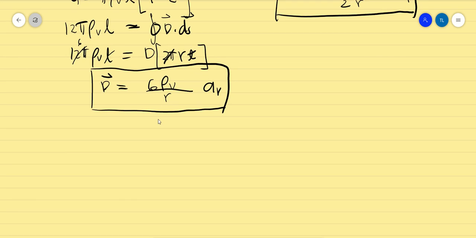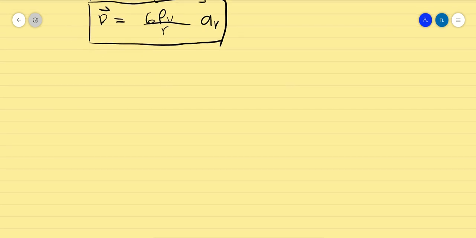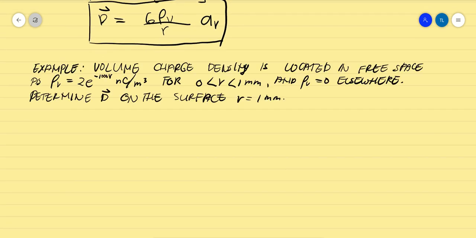Still 30 minutes. A volume charge density is located in free space, where the volume charge density is 2 times e raised to negative 1000 r nanocoulomb per cubic meter for the value of r from 0 to 1 millimeter. And elsewhere, the volume charge density is 0. Now we want to determine the flux density on the surface r equals 1 millimeter. So for the solution, we don't need to draw this one, we can directly solve it.